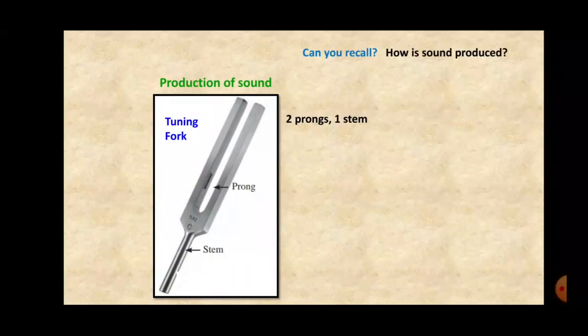Now we will see how sound can be produced with the tuning fork. We'll study in detail how sound is generated, how sound is produced, and we will understand that with the help of the tuning fork. So are you ready? Yes, students. So let's start the production of sound.